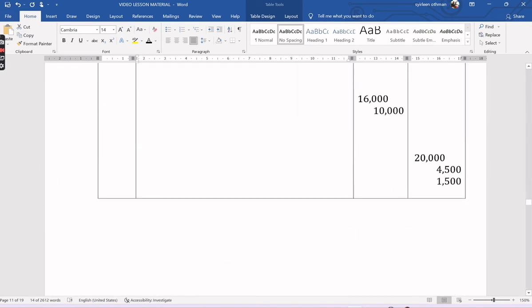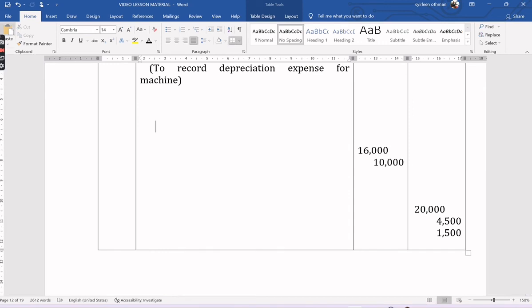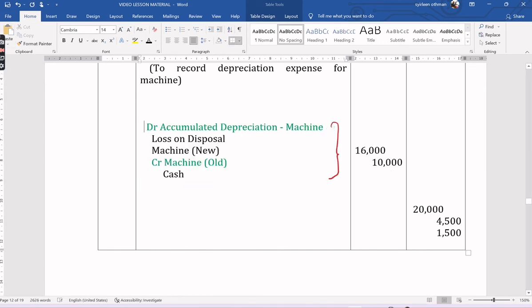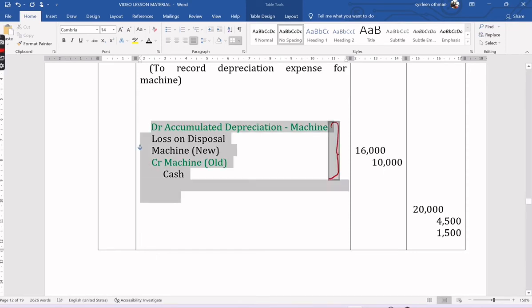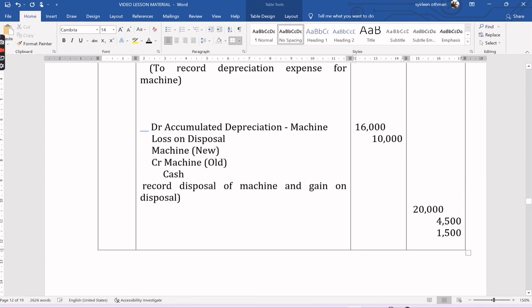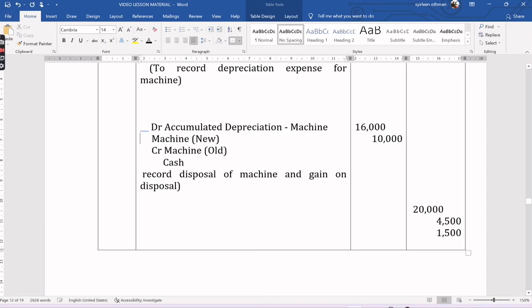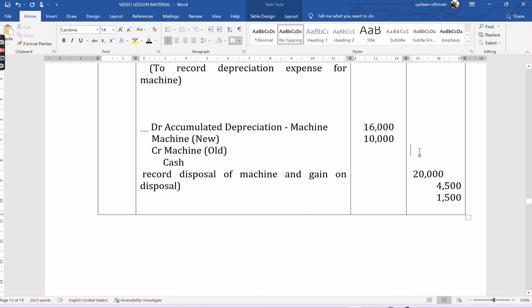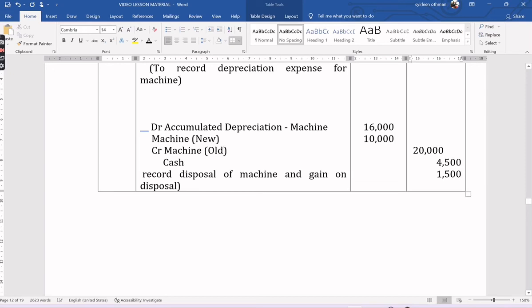So I'm going just to make it a bit easier, so kita akan terus cut and paste. So what I need to do here is, kita akan debit accumulated depreciation for the machine. The amount here is 16,000. And then kita akan beli new machine. New machine tu kalau dalam soalan tadi you tengok nilai dia ialah 10,000. And then kita akan jual mesin lama, pada harga 20,000. So that is the price of the old machine you need to dispose.